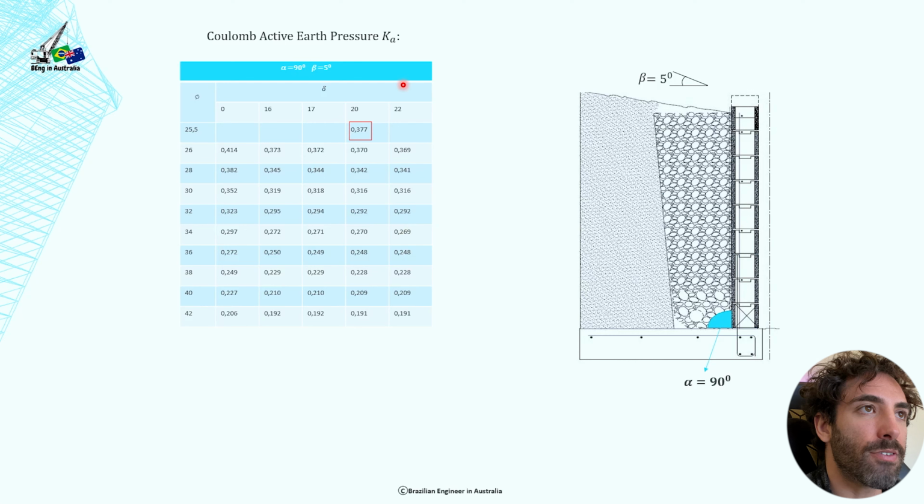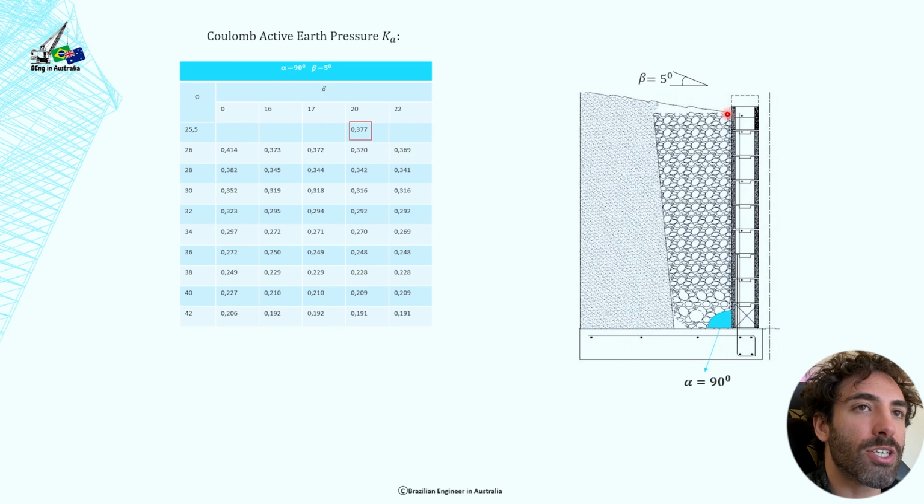So for the Coulomb active earth pressure, since I'm a very nice guy, I already put together a table with diverse values of Ka for different internal angles of friction, different wall frictions, and alpha and beta angles as well.